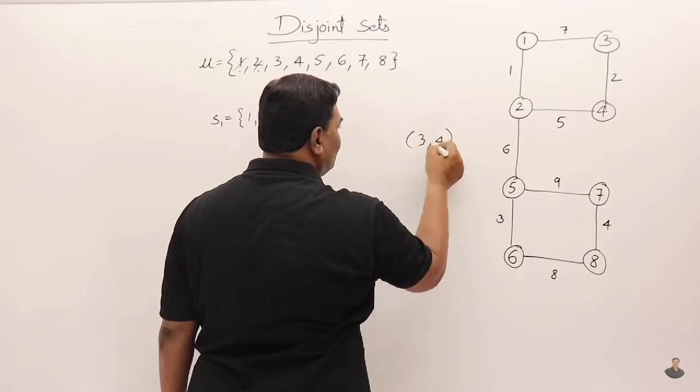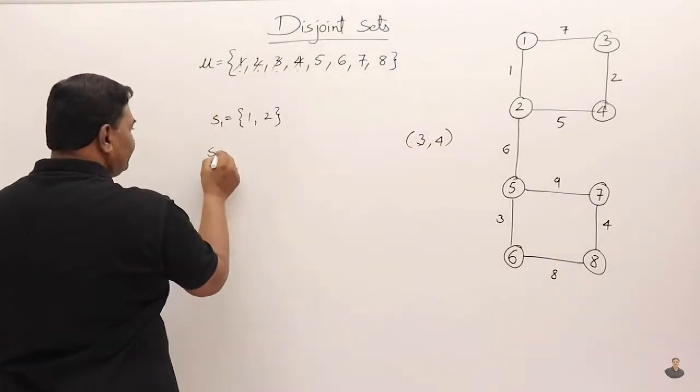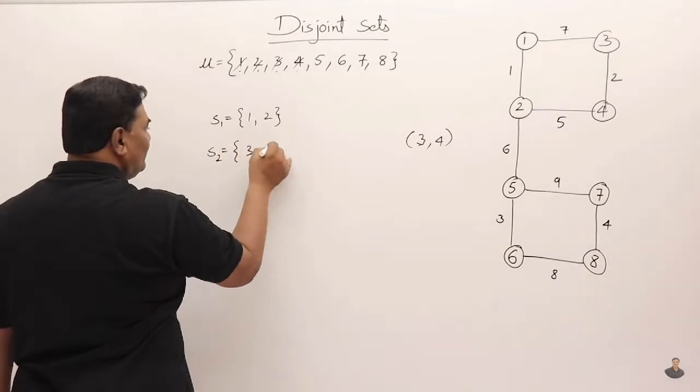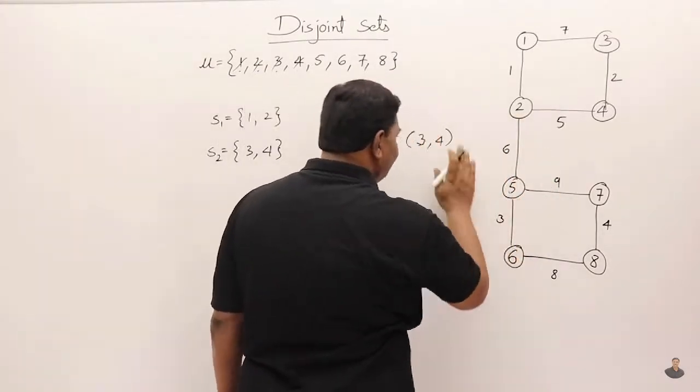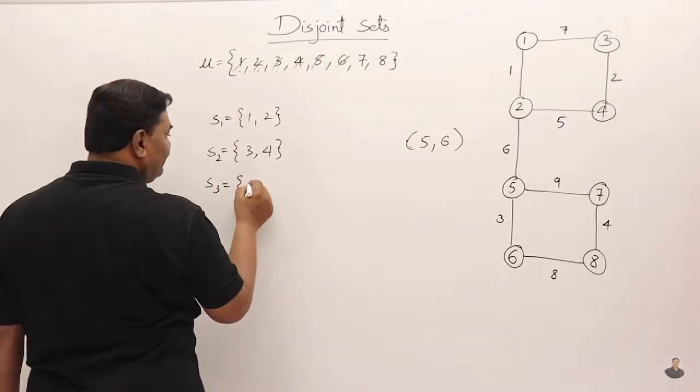Now the next edge is 3, 4. 3 is in the universal set, remove this. Find 4, this is in the universal set, remove it. So form a set, that is set 2, with 3 and 4. Then the third edge, 5, 6. They belong to the universal set. Remove them from there and form a set for them, 5, 6.